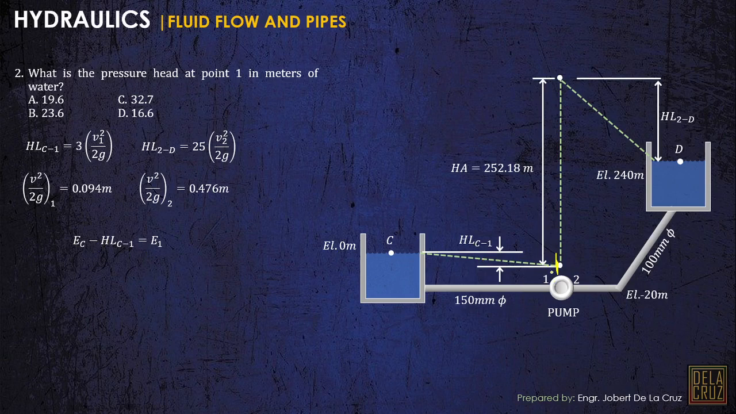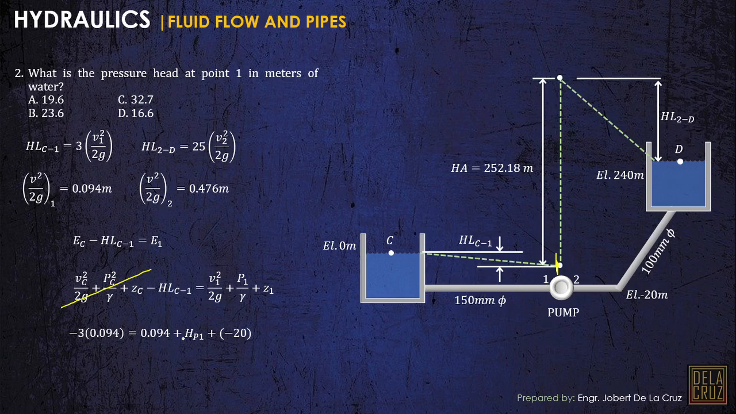But of course, the energy at point 1 has pressure. We also have velocity, because it is no longer a reservoir. Let me simplify this. The energy at C is equivalent to 0 because the elevation of C is 0. So we have here HLC1, which is minus 3 times 0.094, equals the energy at point 1. What are the energies at point 1? First, the velocity head. The velocity head at point 1 is V squared over 2g at 1, which is 0.094.